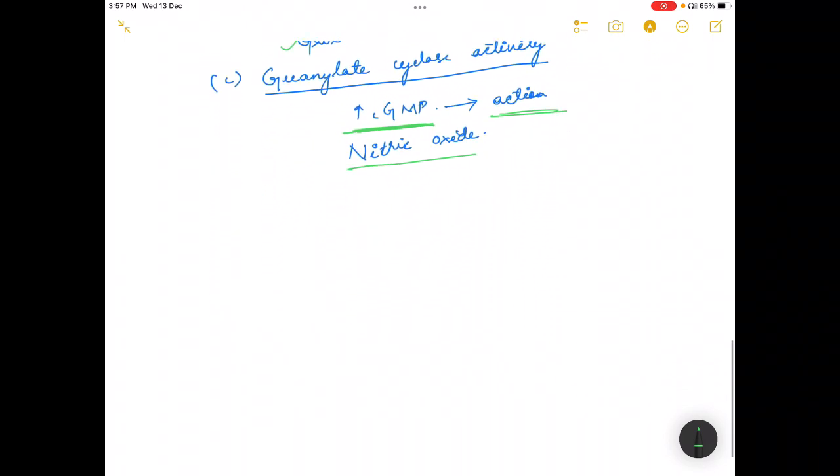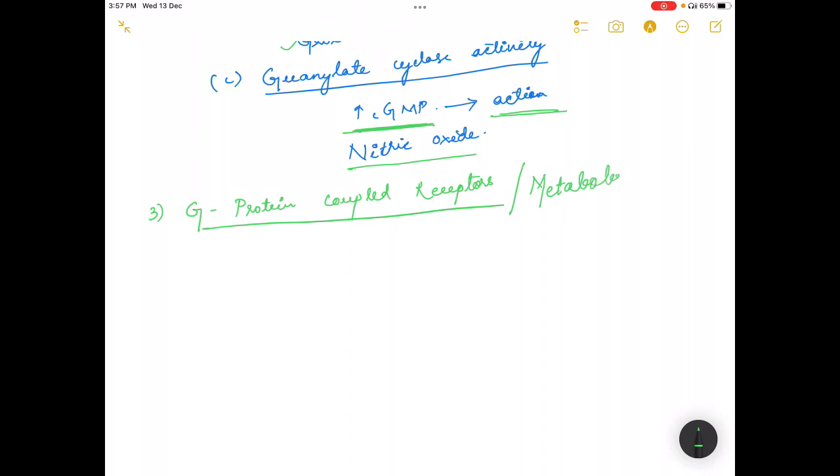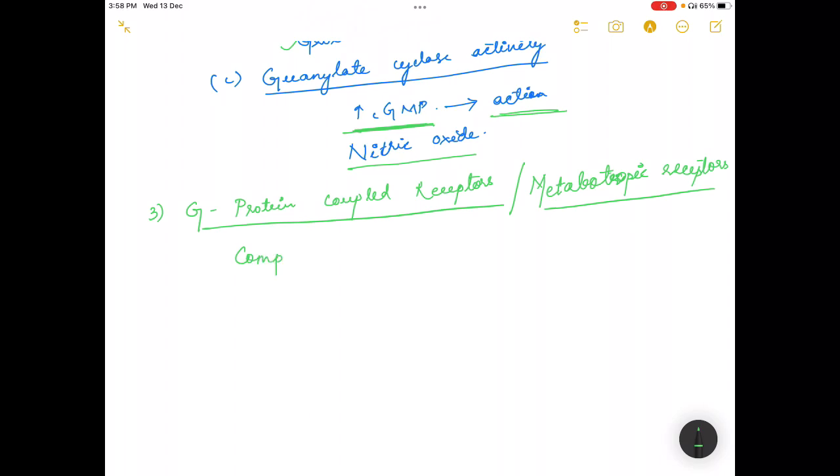Now coming to the third kind of receptors, that is the G protein coupled receptor. Most of the drugs act through the G protein coupled receptors. What is the other name of the G protein coupled receptors? These are known as metabotropic receptors. Okay, they comprise a single alpha helical peptide.